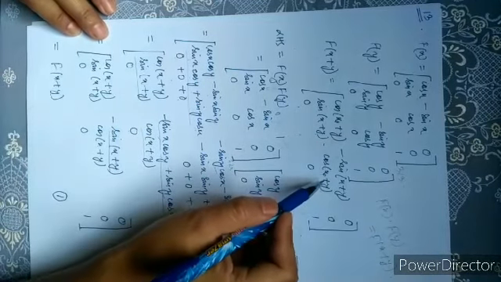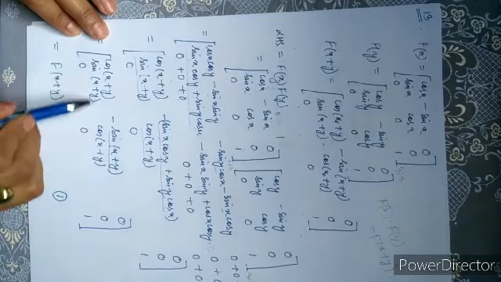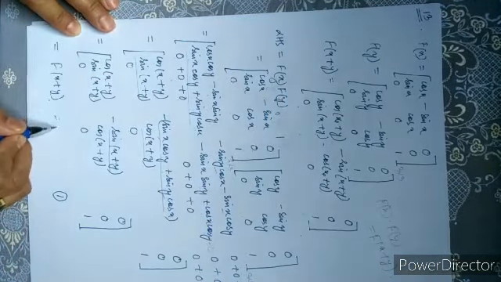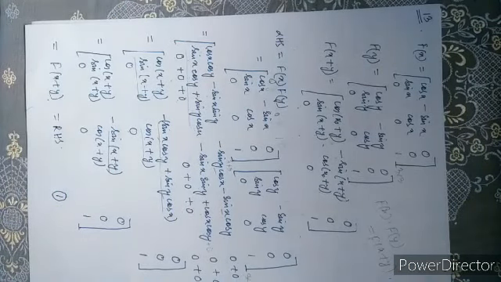This matrix has the same elements as f of x plus y. So this matrix is equal to the function of x plus y. So left hand side is equal to right hand side, and we have proved it.